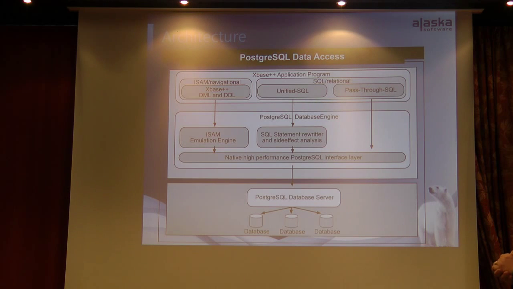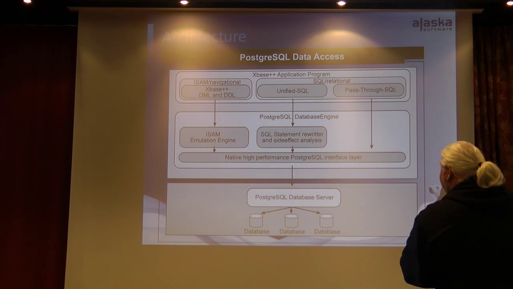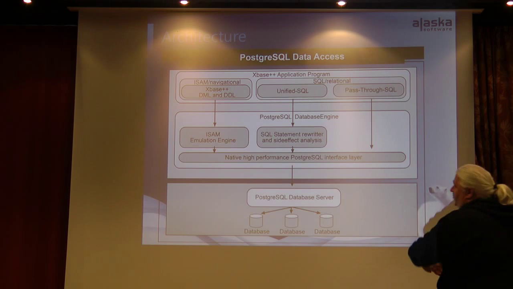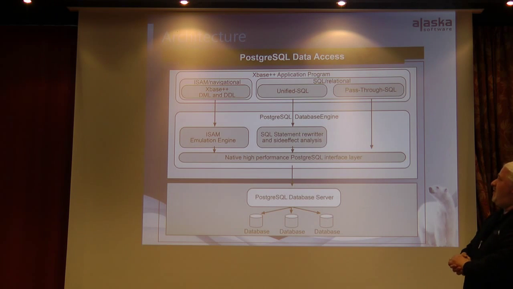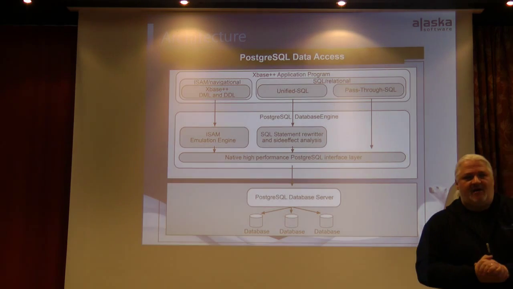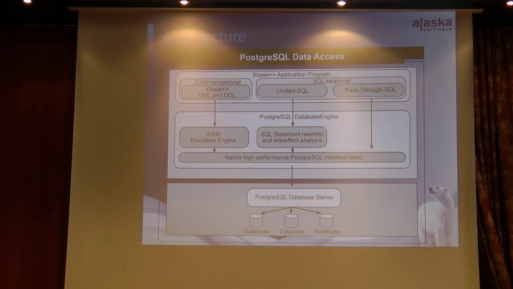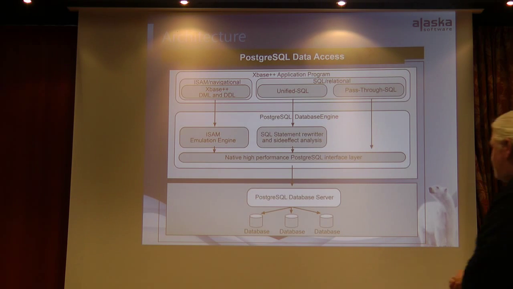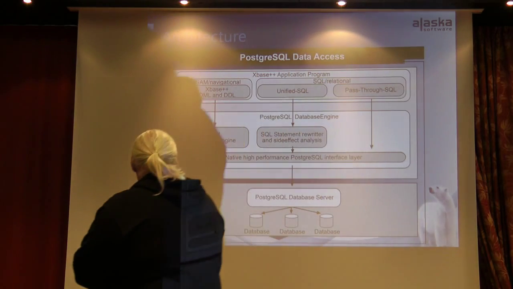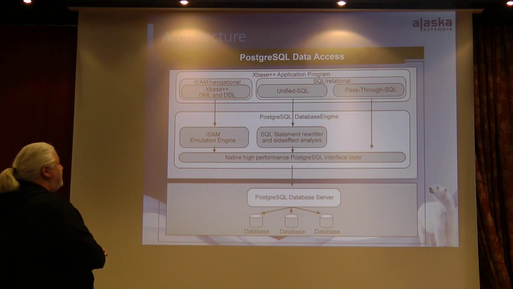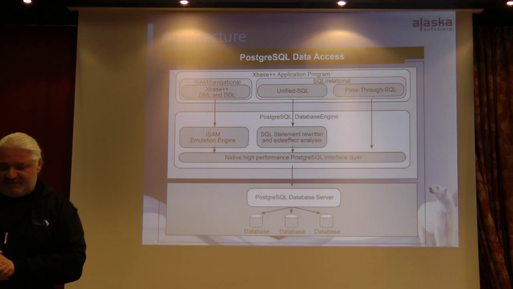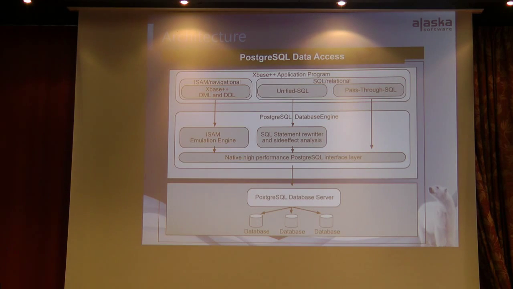And then there is the ISAM emulation engine, which is the biggest part, so to say, for the migration process, which basically is a page-based intelligent caching system with a lot of heuristics, with a lot of automatically generated procedures. And there is a native interface to the PostgreSQL server, which is the customized library from us.